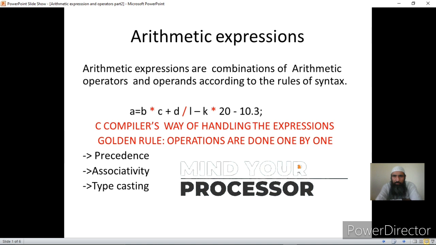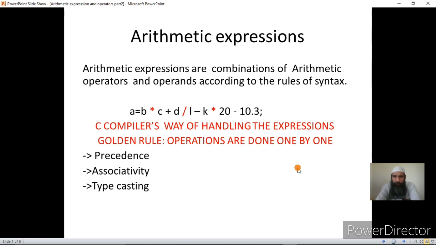In this lecture we will learn something more about arithmetic expressions. As we know, arithmetic expressions are combinations of arithmetic operators and operands according to the rules of a syntax. Now let us take an example of an expression.